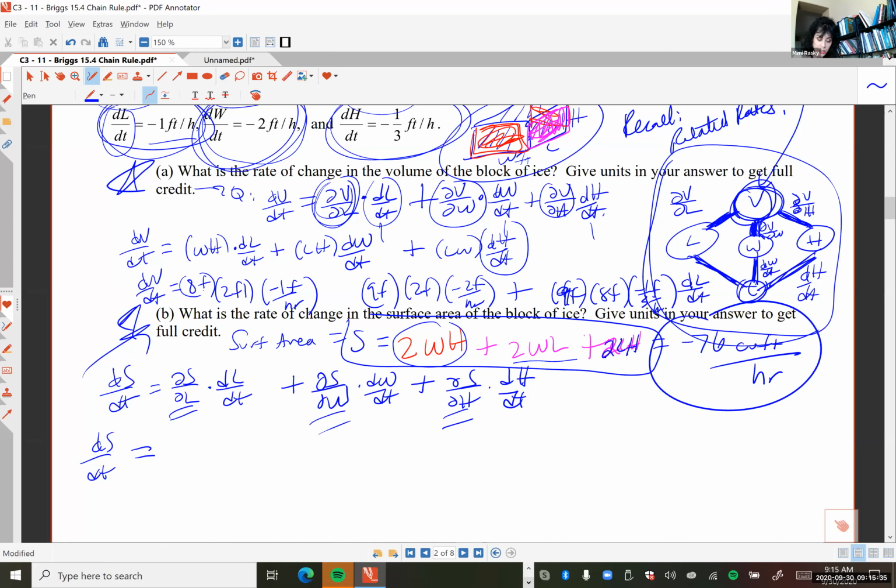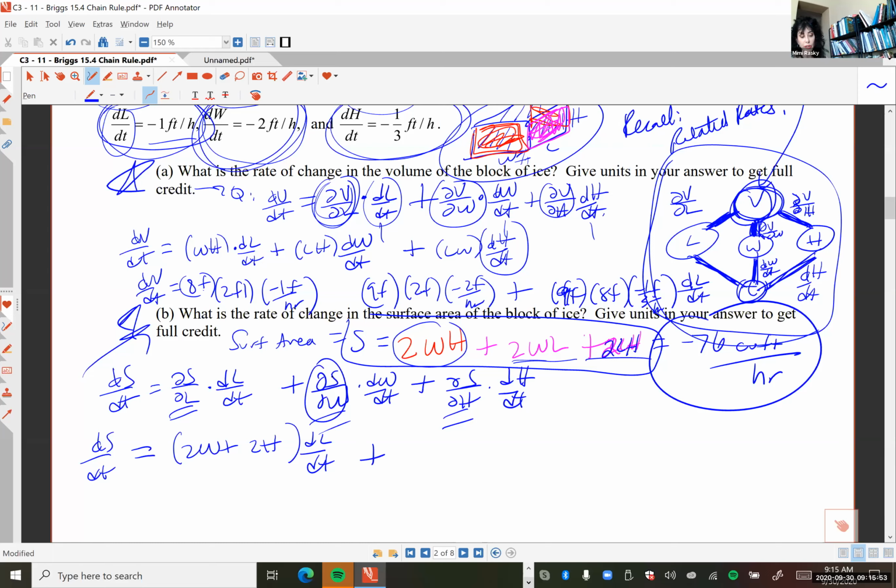And now let's take the derivative of the other 2 terms with respect to L. So the derivative of 2WL is 2W. The derivative of 2LH is 2H. And you're going to multiply that by dL/dt. And we already know what dL/dt is. It's negative 1 foot per hour. Plus, now you're going to start over.